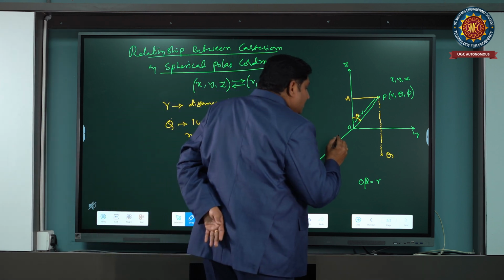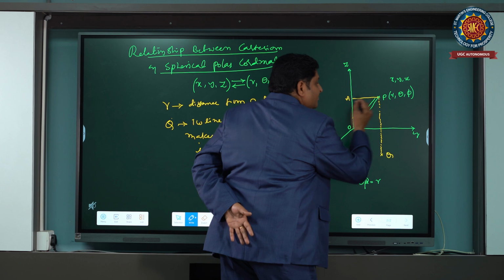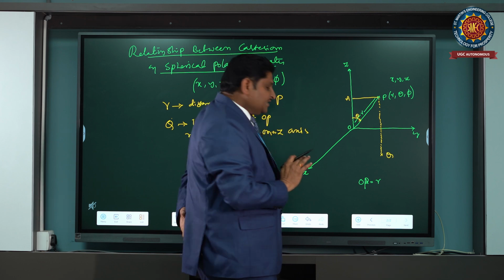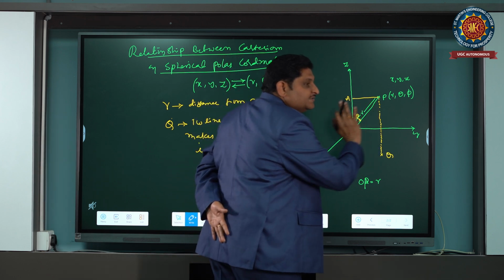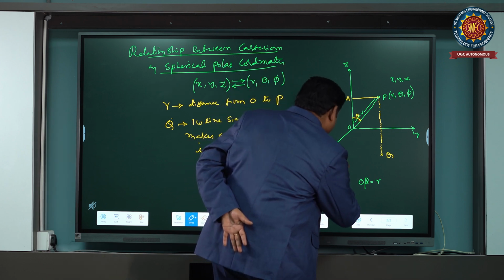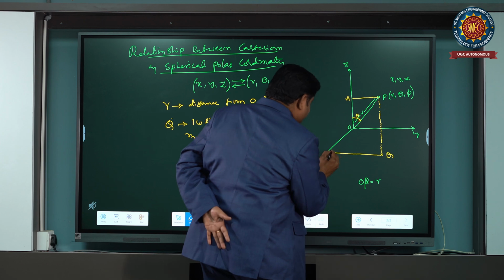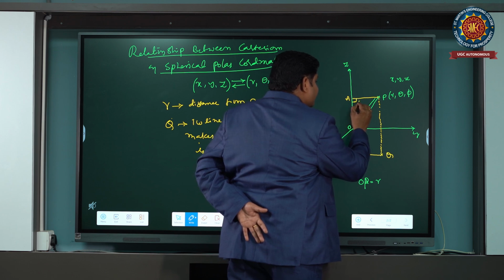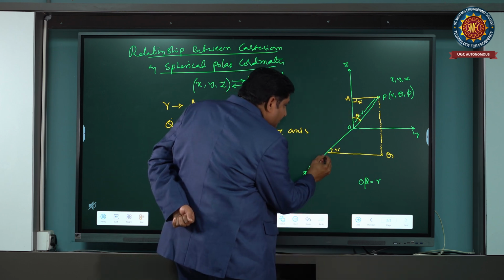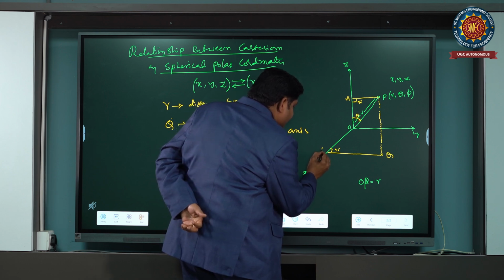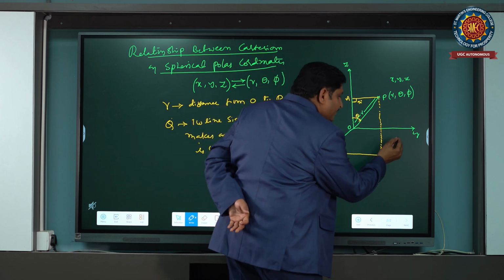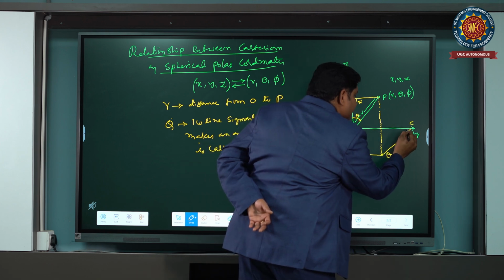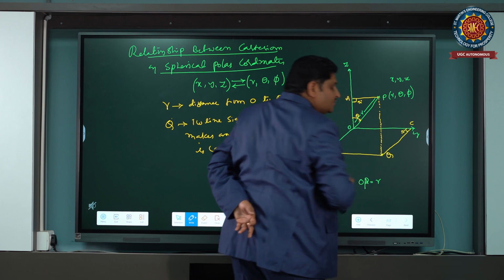Now I can consider one perpendicular line. Already we considered one perpendicular line at point P. At point Q, I can consider two perpendicular lines, one on the x-axis and another on the y-axis. This is one perpendicular line, which means here the angle is 90. For understanding purpose, here also I am mentioning the angle is 90. Here the point is denoted as B, and another perpendicular line on the y-axis is at a point C. This is also for identification, this is also 90.